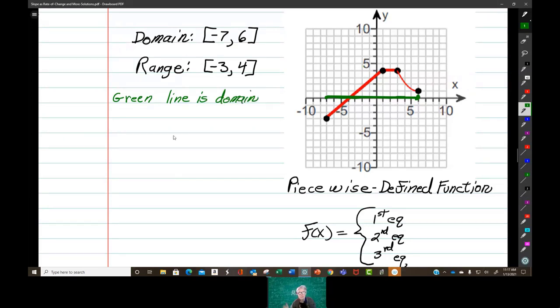We always start on the left and go to the right. So this point on the x-axis, I assume is -7, but let's count it out. -1, -2, -3, -4, -5, -6, -7. Yes. And it goes all the way to +6.